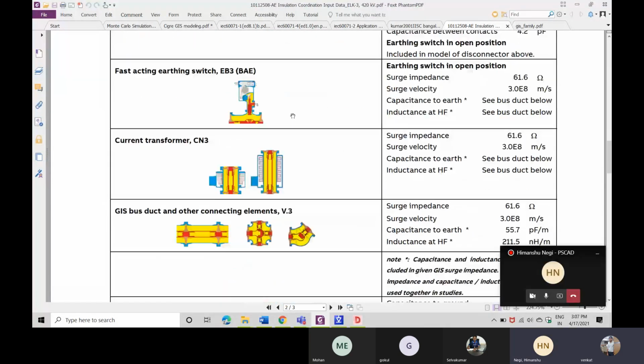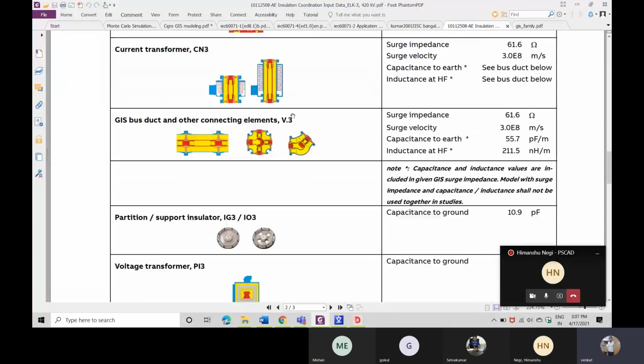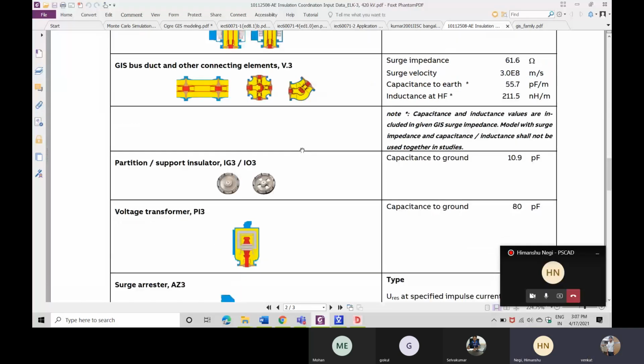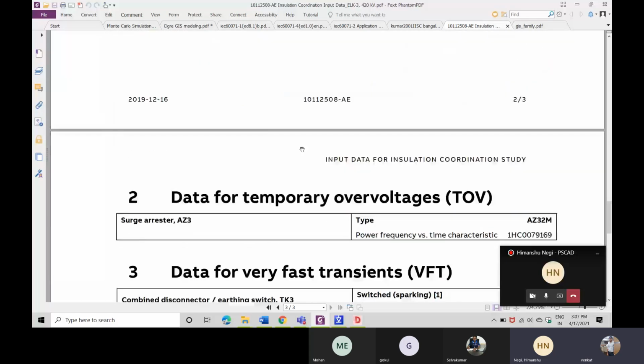I hope we have covered the things here, like the current transformer. The bus duct we have shown, right? How we have to model the bus duct? We have to just measure the total length of the bus duct, and then we have to put it as a surge impedance model. I hope Gokul might have explained this. Yes, we explained all these things in the lightning examples.